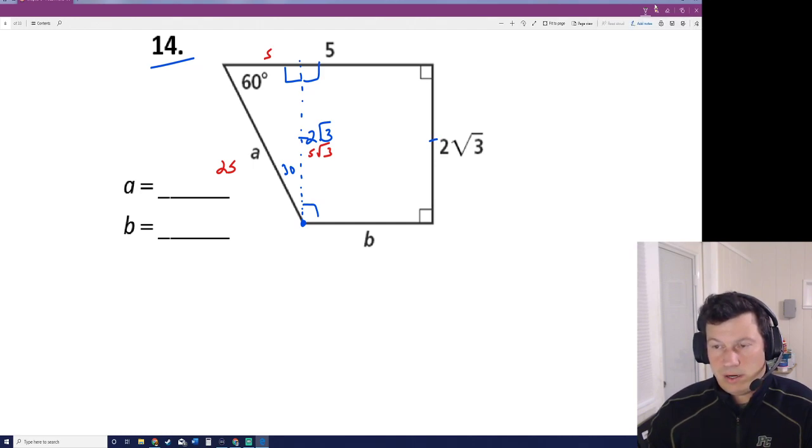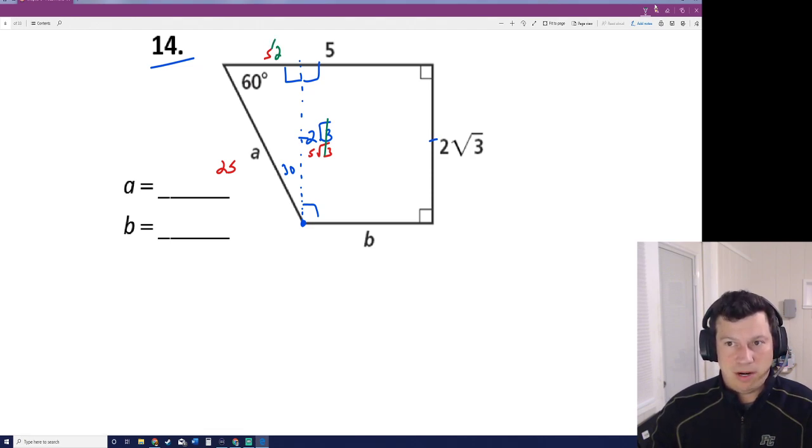Let's use a dark green. Hopefully we see that if 2 root 3 equals S root 3, then the root 3s cancel and S equals 2, right? So we know that this is 2 right here, and this would be 4 right here. So we just found A was 4.